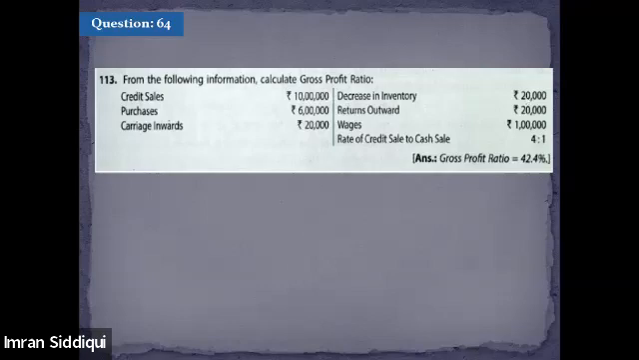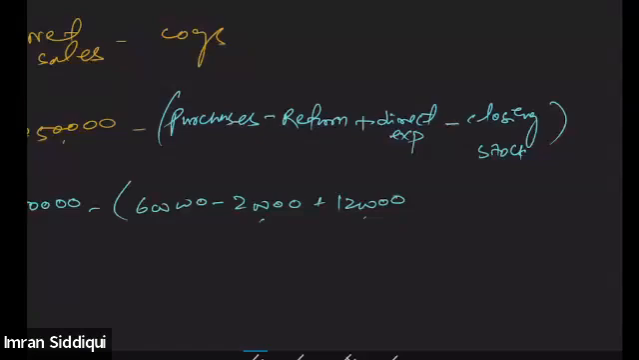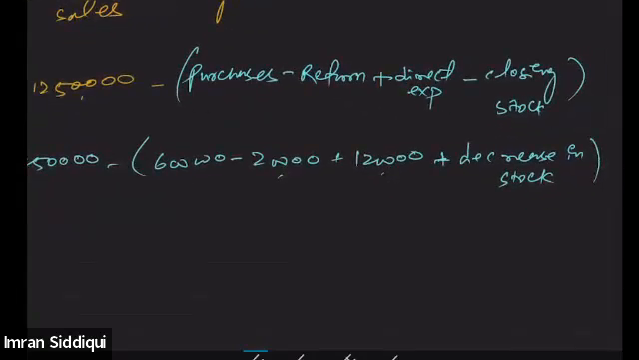You tell me. See, as per the formula, purchases minus return plus direct expenses, and closing stock needs to be subtracted. However, the closing stock is not given, but the decrease in stock is given. Now, see, decrease in stock means there is a decline in the stock, and closing stock is eventually subtracted, so ultimately minus minus will get positive. So decrease in closing stock will be added back. If it was an increase in stock, we would have subtracted.